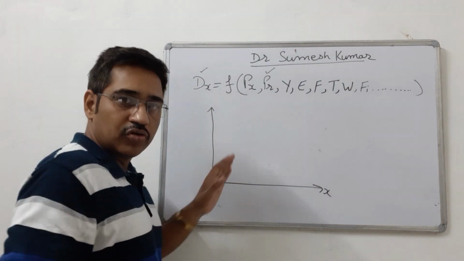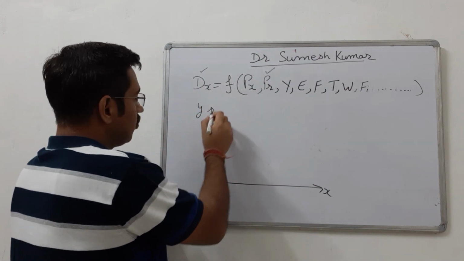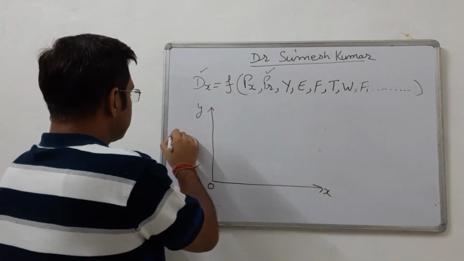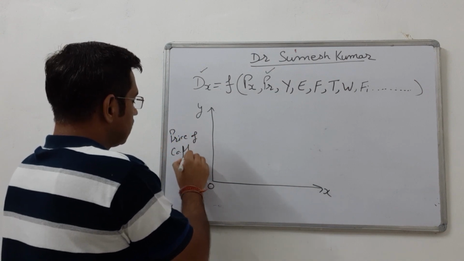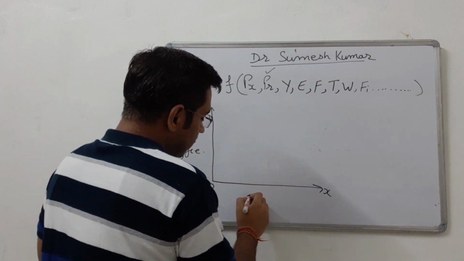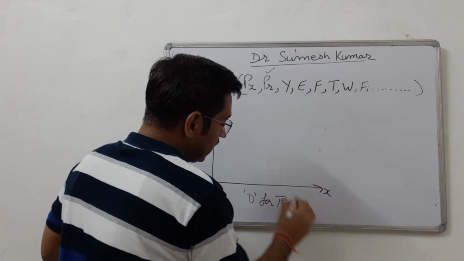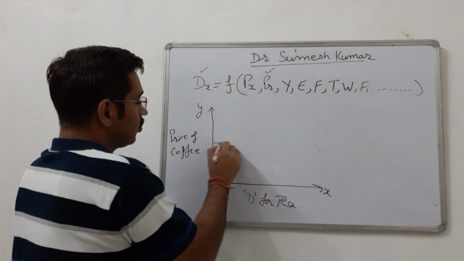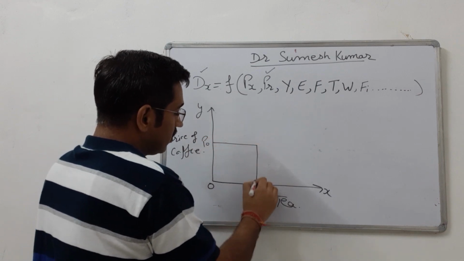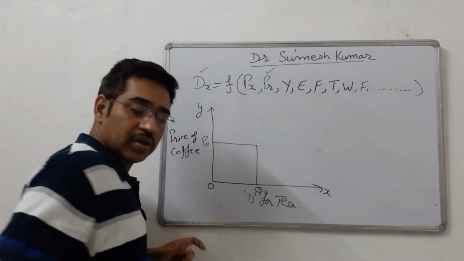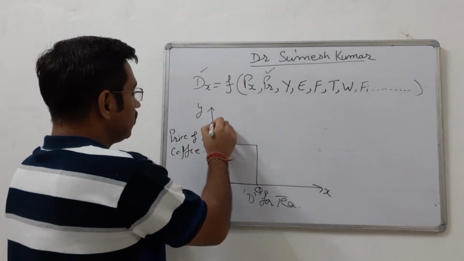The relationship will show in this diagram. These are our OY and OX axes. On the OY axis, we will take price of coffee, and on the OX axis, we will take demand for tea. This is the initial situation. Suppose when price of coffee is OP0, demand for tea is OQ0. Suppose price of coffee goes up from OP0 to OP1.